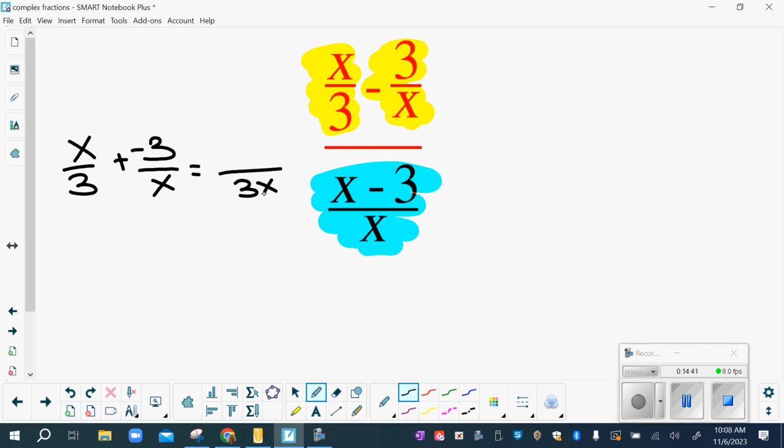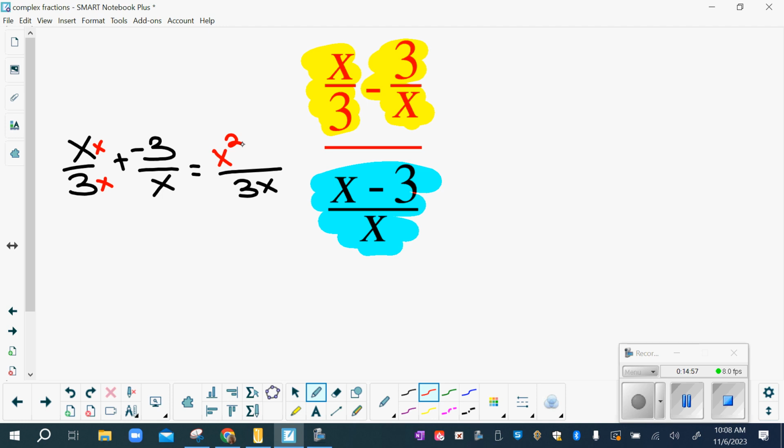Any guesses? He's got a 3. What is he missing? He needs an x. So I give him an x and him an x. So I'm going to get x squared. Are we okay with that?